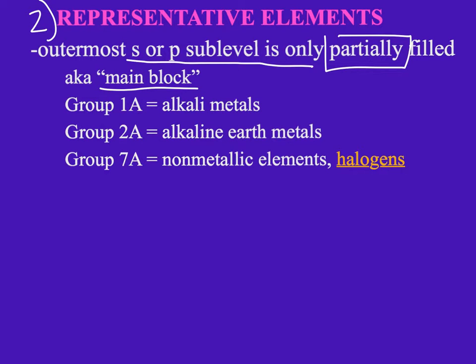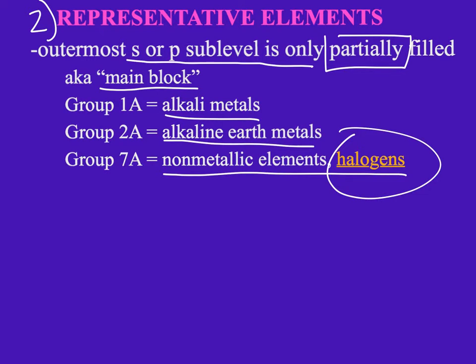Here are some examples of representative elements, and remember, some of the groups have special names. Group 1, alkali metals; group 2, alkaline earth metals; and remember, group 7 also has a special name, halogens. So these are basically groups 1 through 7. Sometimes some periodic tables might include group 8 as representative, but mostly groups 1 through 7.